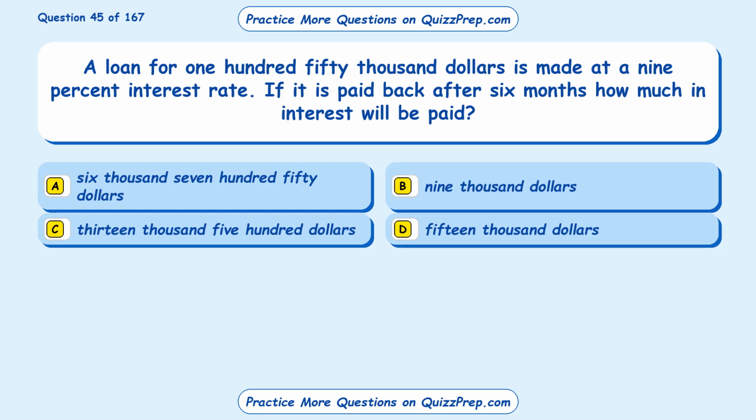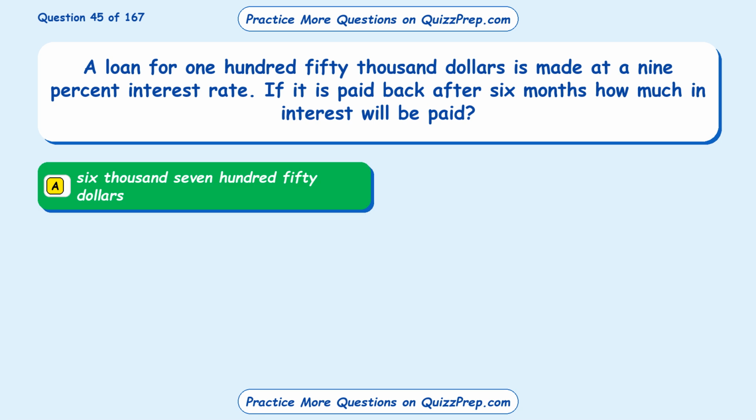Question 45. A loan for $150,000 is made at a 9% interest rate. If it is paid back after 6 months, how much in interest will be paid? Option A, $6,750. Option B, $9,000. Option C, $13,500. Option D, $15,000. The correct answer is option A, $6,750.